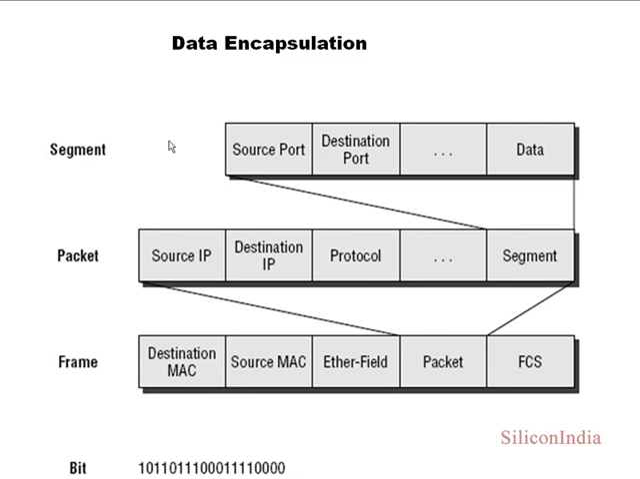Actual data plus the TCP header is called a segment. The segment plus the IP header is called a packet. This packet plus the layer 2 header is called a frame, and you can convert all this information along with the headers into bits.